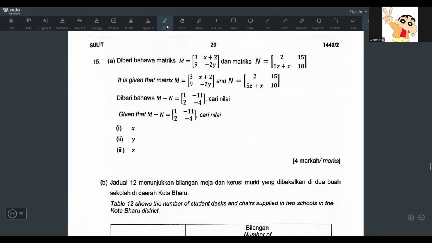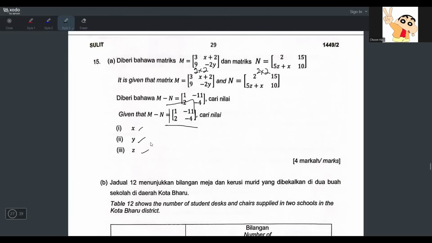Okay, let's do 15. It is given that matrix M is 3x plus 2, 9 minus 2y. This is a 2 row, 2 column matrix, 2 by 2. This one is also 2 by 2. And then they say, given that M minus N equals to this, find the values of X, Y, and Z. I think the X, Y, Z they are referring to is this X, this Y, and this Z.